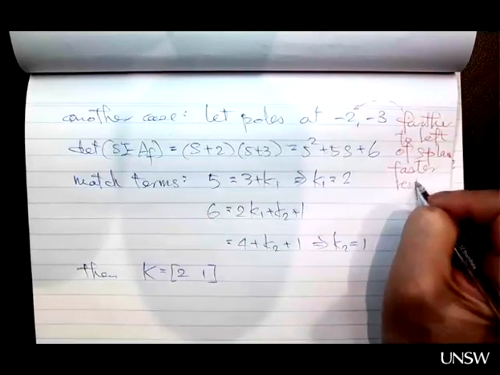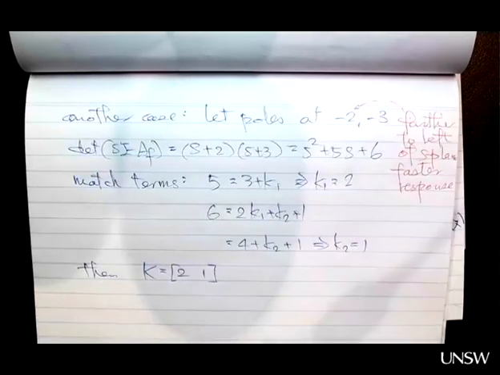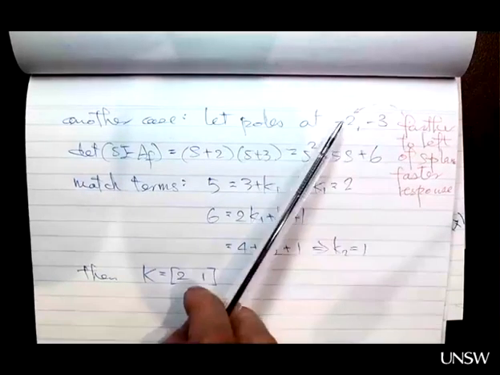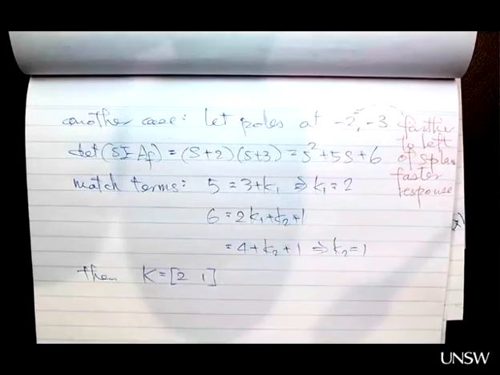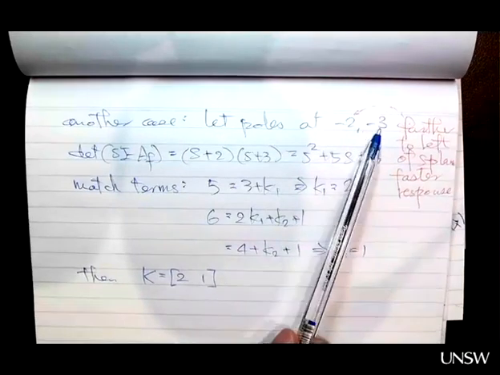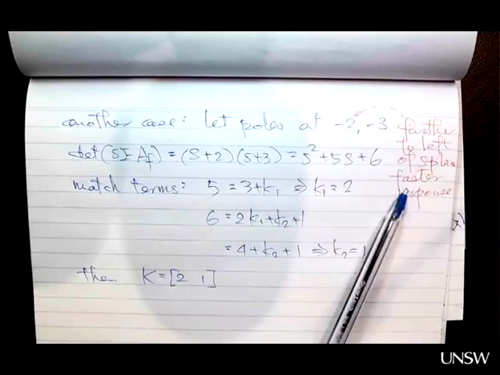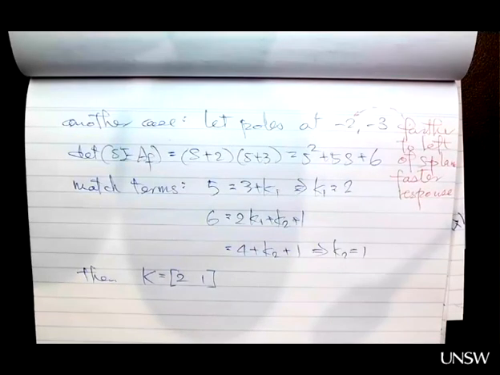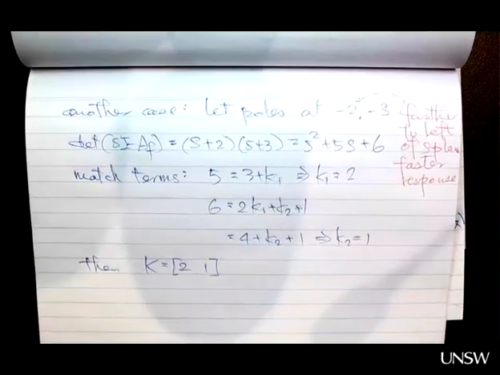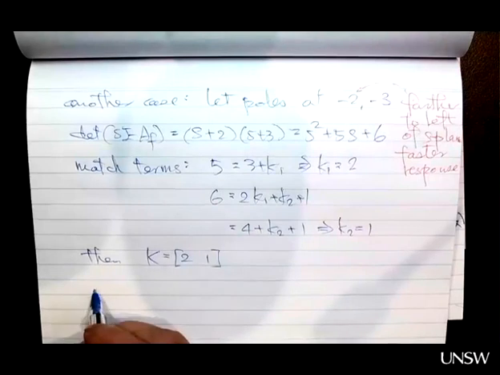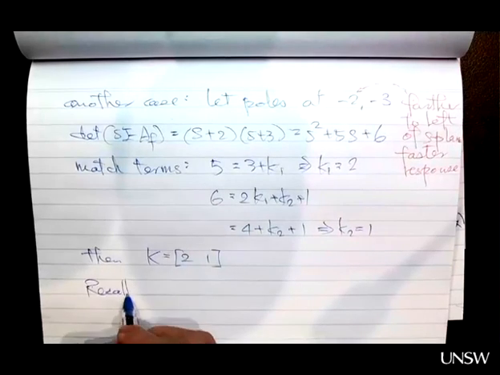So agree? We put the pole further to the left, while the other pole remains the same. That is to say we want a faster response. If we want a faster response, we have the gain factor resulting in 2 and 1. So what happens now is that we recall that U equals minus K of X.